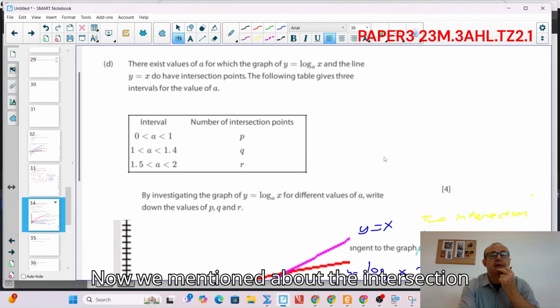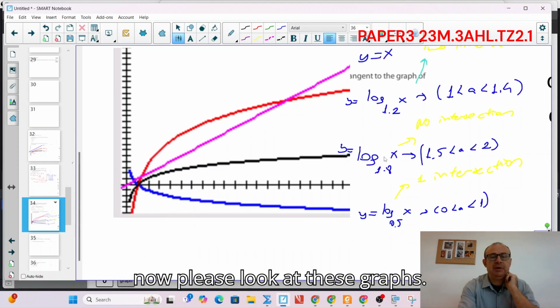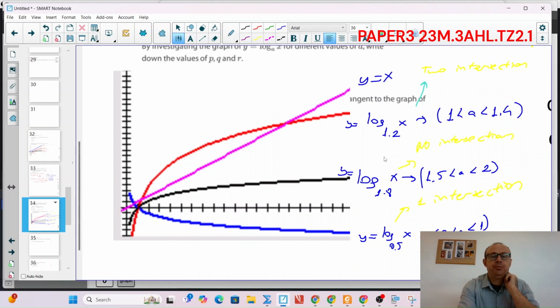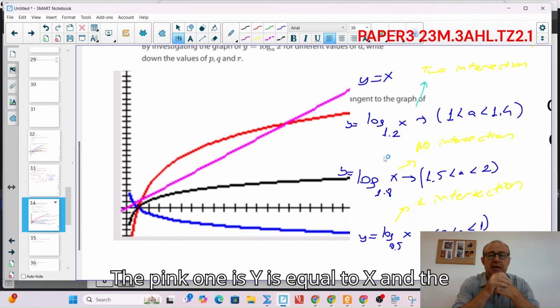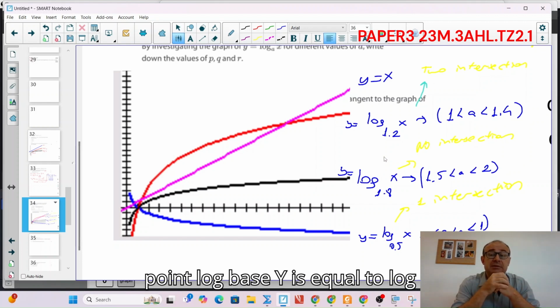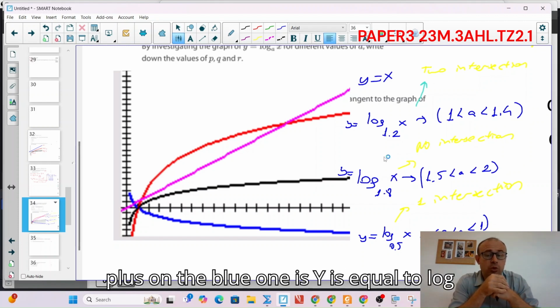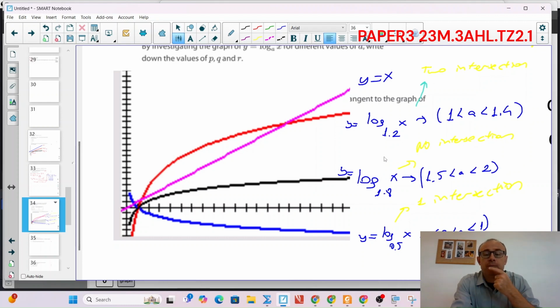Now we mentioned the intersection points and a belonging to different intervals. Now I use my TI, and please look at these graphs. The pink one is y equals x, and the red one is y equals log base 1.2 of x. The black one is y equals log base 1.a of x, and the last one, the blue one, is y equals log base 0.5 of x.